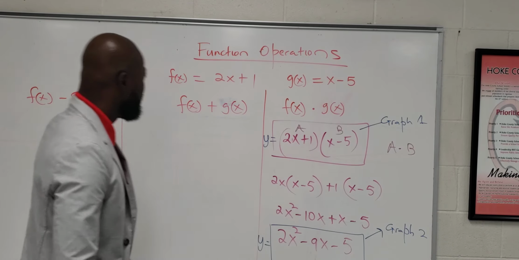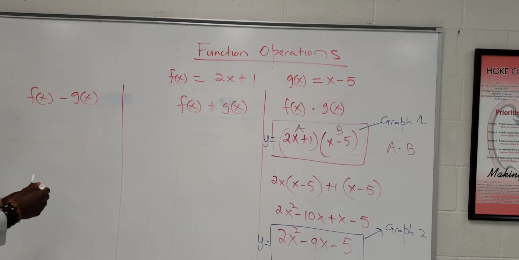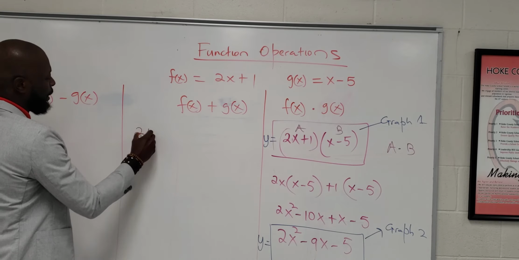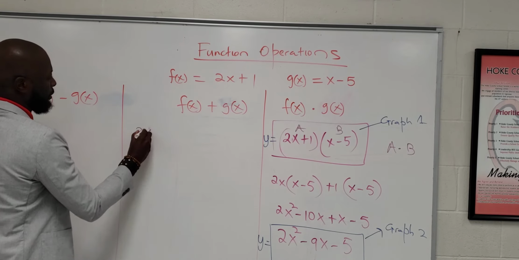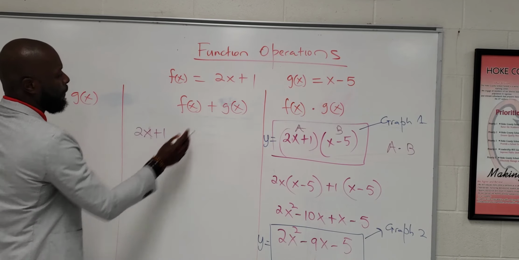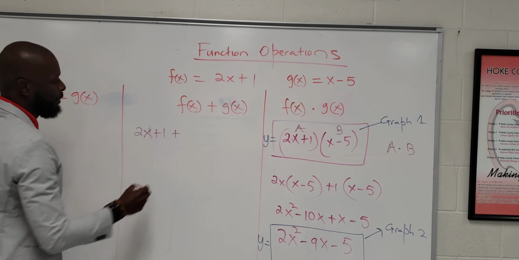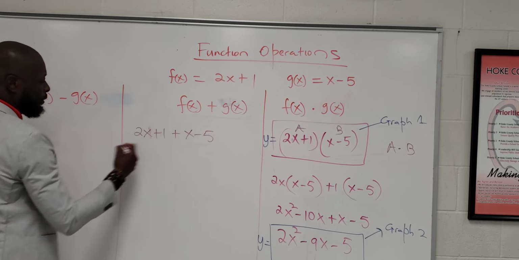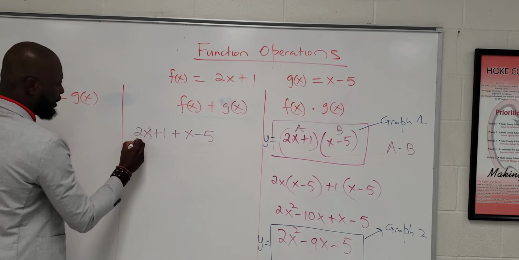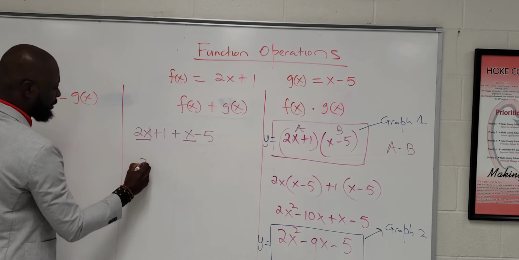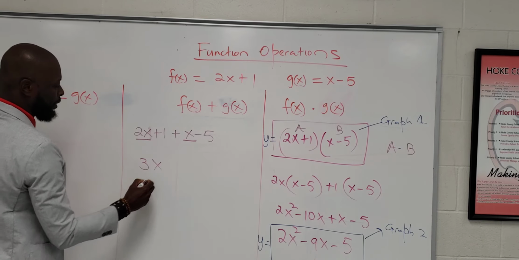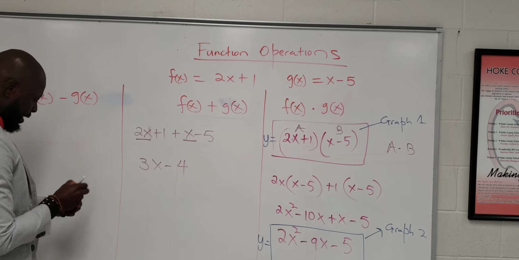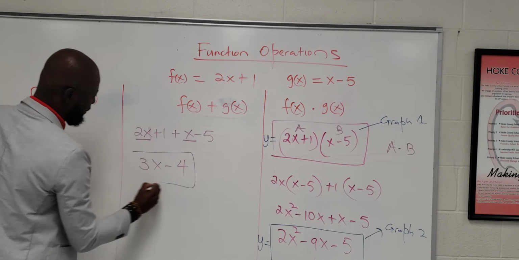Okay, cool. Moving on to addition now. F of x, one more time, so it's 2x plus 1, okay, plus x minus 5, okay? So we're gonna simplify. So group the like terms, so that's 3x and negative 4, okay? And that is your answer, okay?